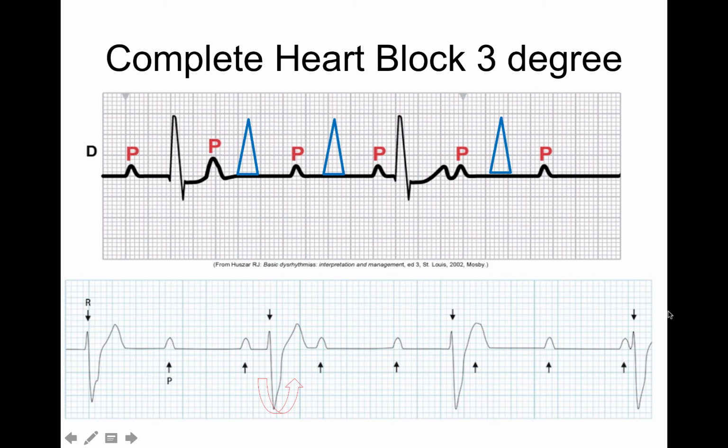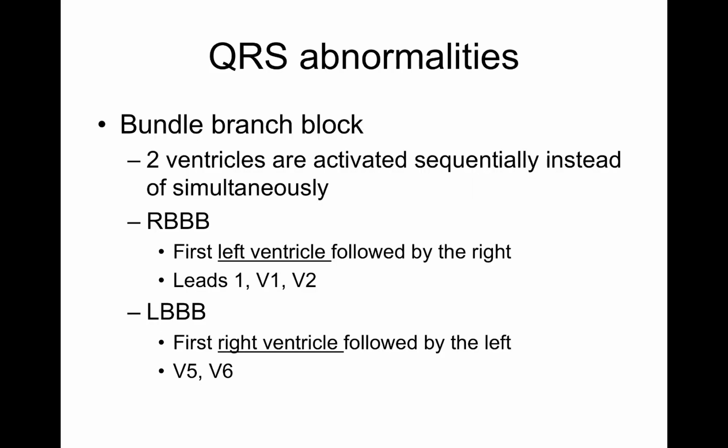Someone having a complete heart block, the only therapy is electrical therapy, and we will do a pacemaker of the heart. We may externally pace this person while we get them up to the cath lab. You will see some other QRS abnormalities besides being a ventricular rhythm: you're going to see a right bundle branch block and a left bundle branch block.